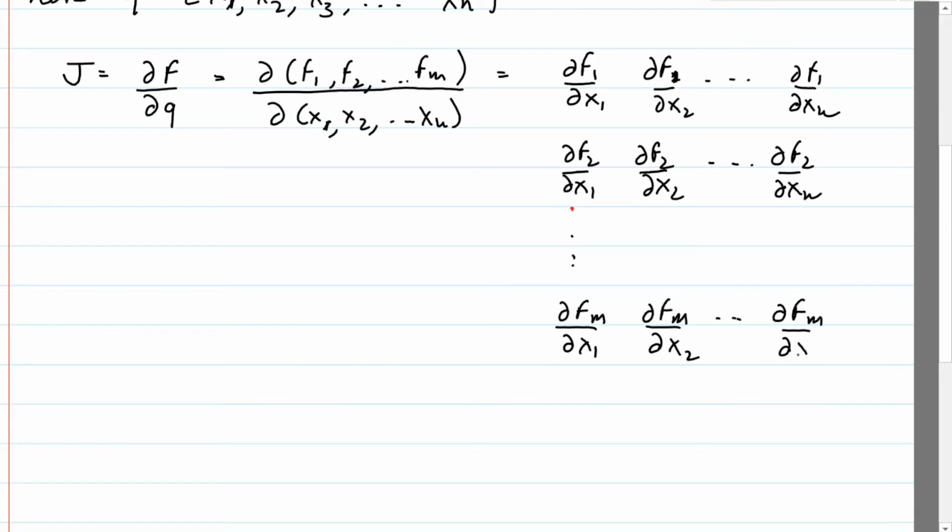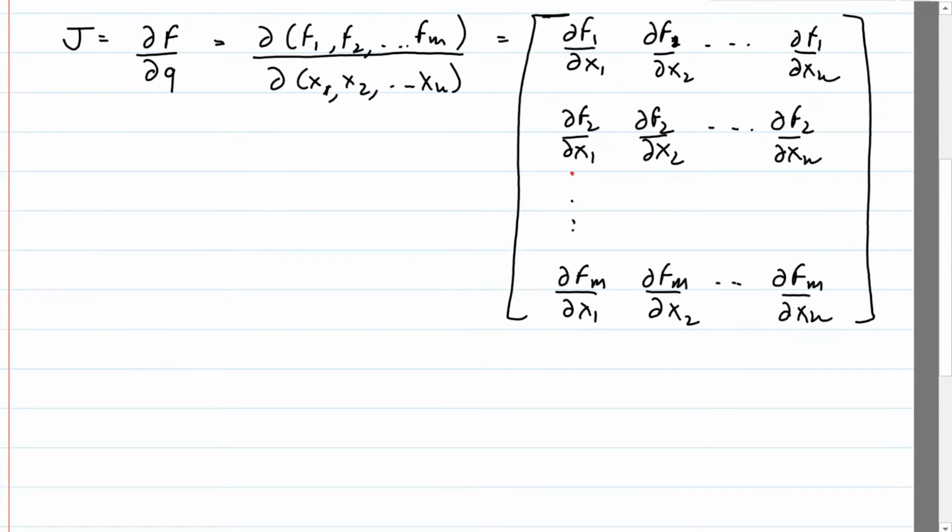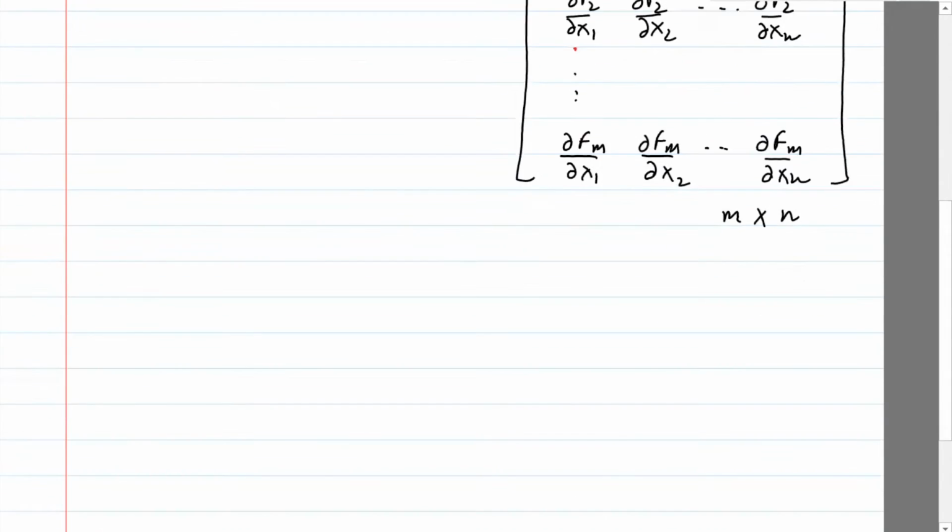dfm/dxn. So this happens to be a matrix, and you can see that this matrix has m rows, because you go f1, f2, f3, and so on, fm for the rows. And then we go x1, x2, x3, and so on, till xn for the columns. So it's an m by n matrix. Okay, so let's see how to apply this.